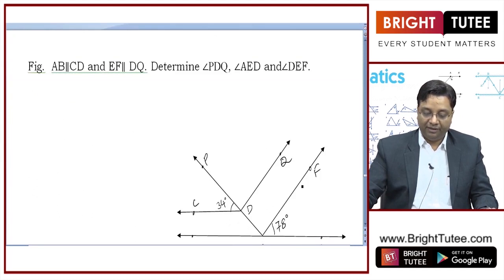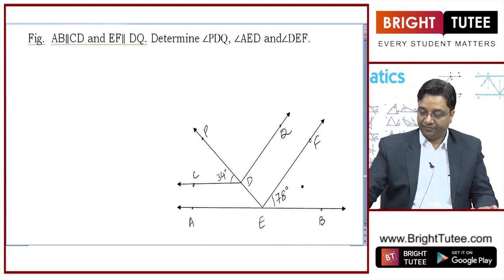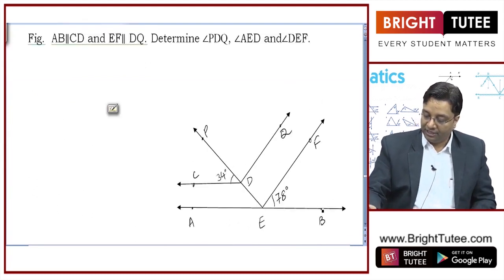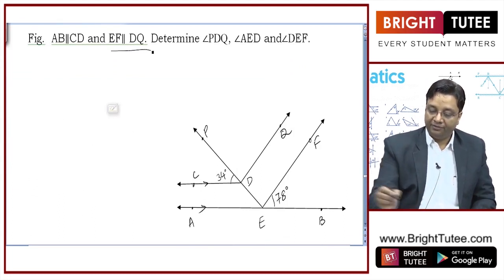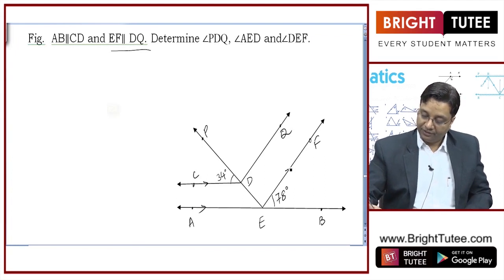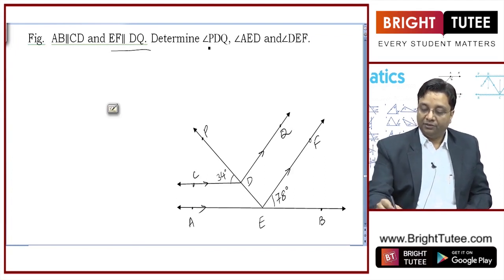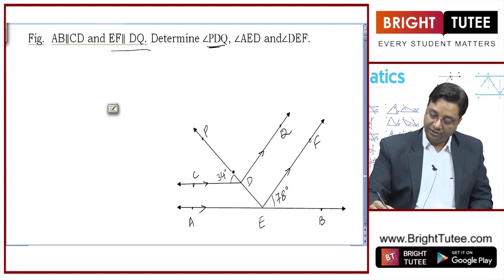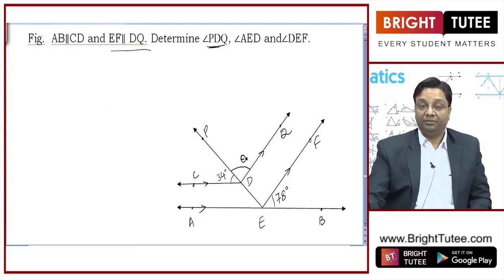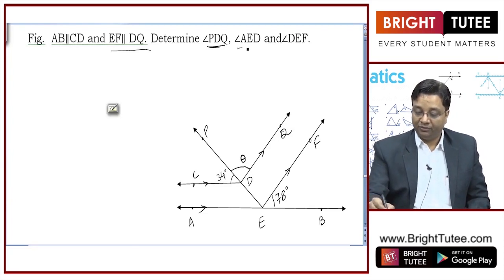Look at this one. AB is parallel to CD. So this line is parallel to this line. EF is parallel to DQ. This line is parallel to this one. Find angle PDQ. So angle PDQ, that is this angle. Let us name it as theta. Okay. Then it will be easier for us to recognize what we need to find out.